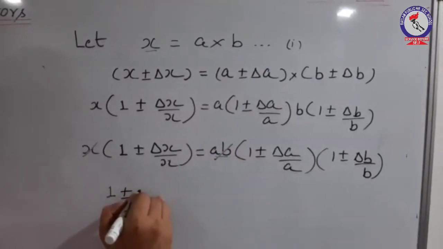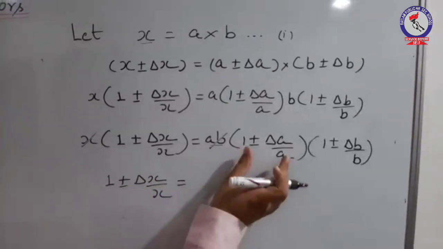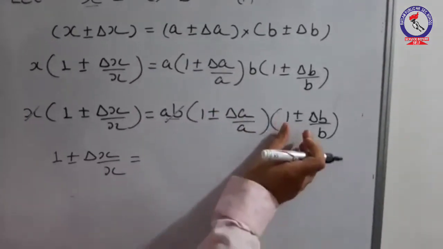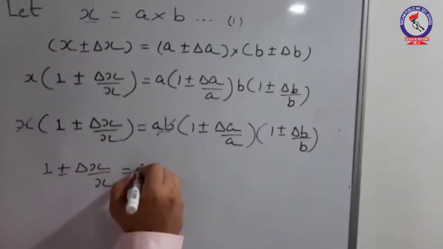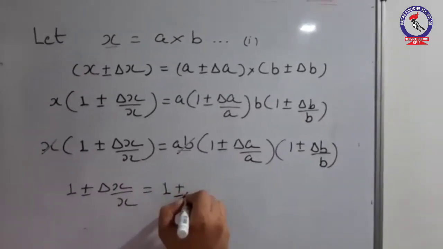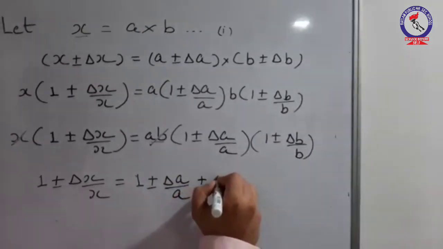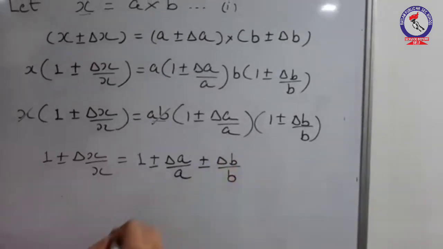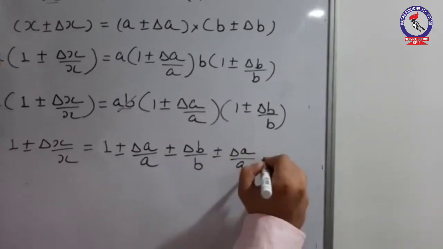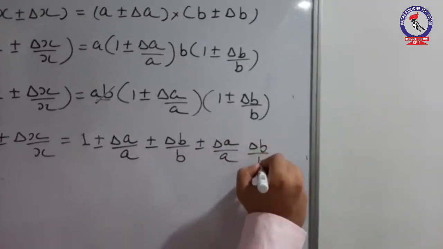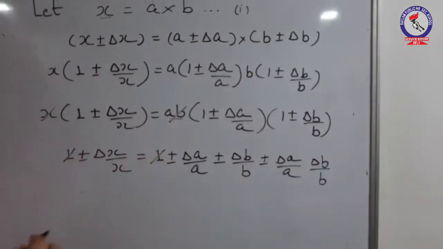Again, moving forward, del X by X is equal to 1 plus minus del A by A multiplied by 1 plus minus del B by B. Multiplying the equation, 1 plus minus del A by A plus minus del B upon B plus minus del A by A del B by B. Again, 1 and 1 get cancelled.